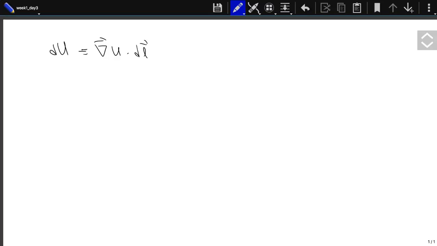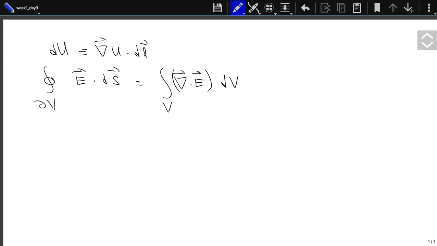And similarly for the divergence and the curl. If you have a vector field and take it integrated over a closed surface, this is equal to the divergence of that vector field integrated over the volume. So here there's a closed surface, it encloses a volume, and here we have the integration over the volume, here we have the integration over the boundary of the volume.